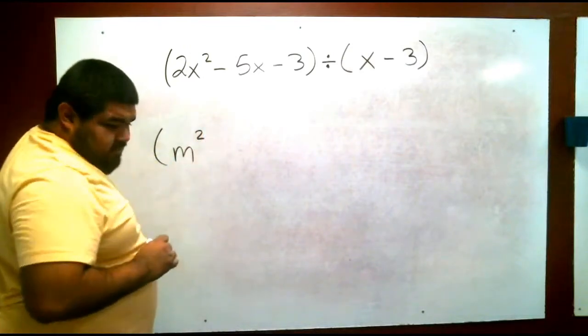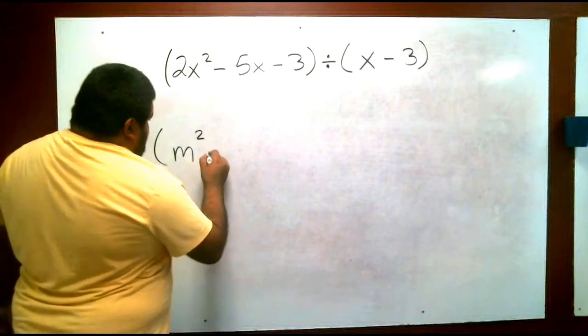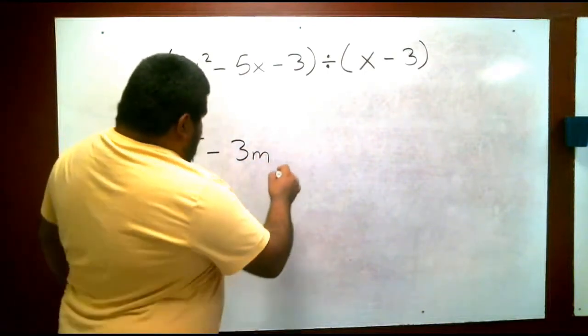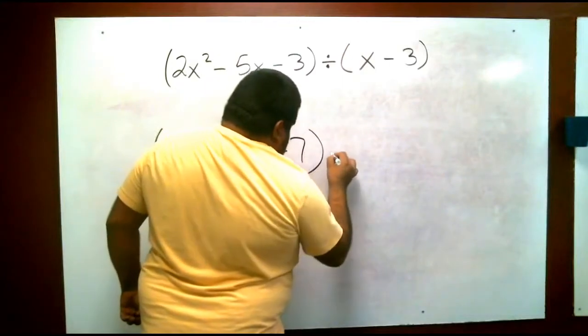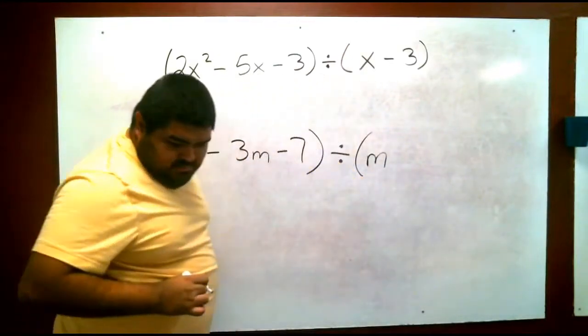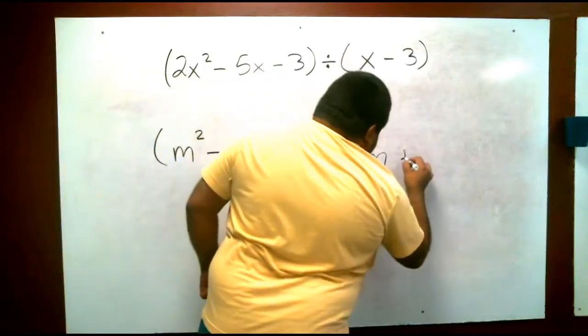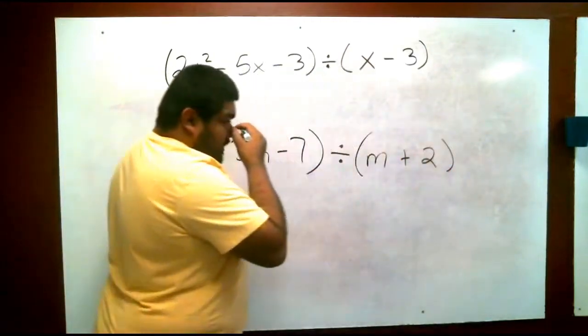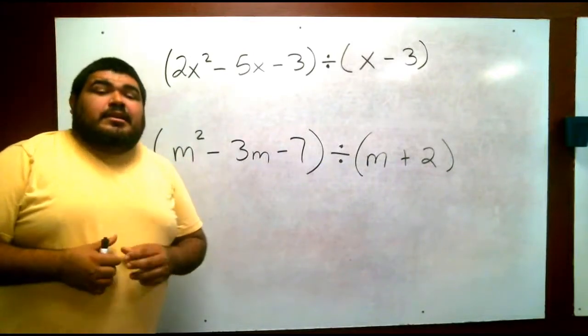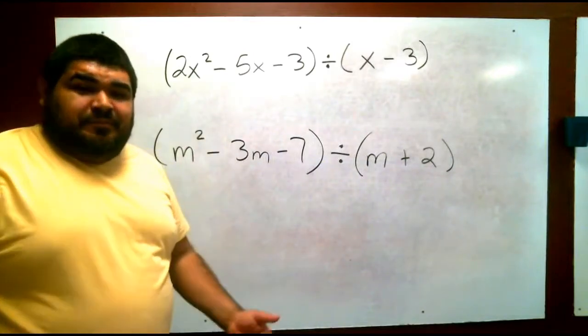M squared minus 3m minus 7 divided by m plus 2. Okay? So there's two problems on the board. Again, we're doing long division.